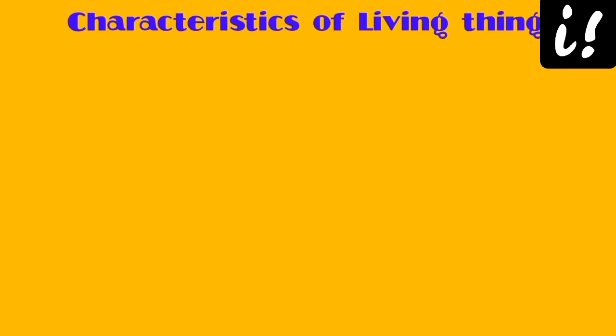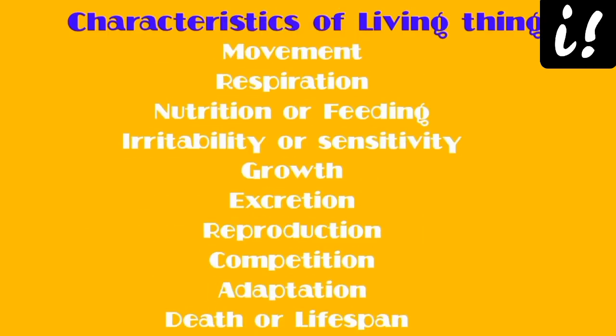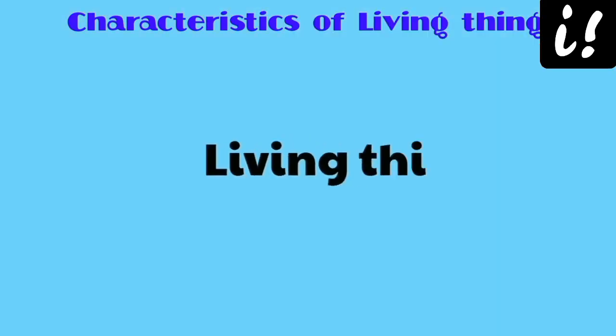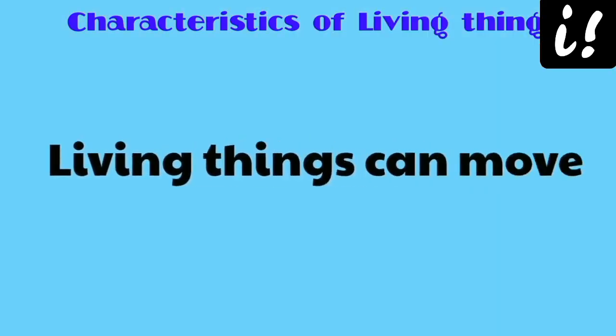Characteristics of living things. Living things have the following characteristics: movement, respiration, nutrition, irritability, growth, excretion, reproduction, competition, adaptation, and death. Living things can move.